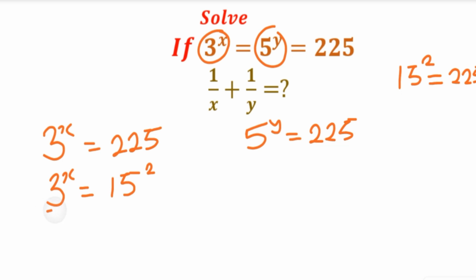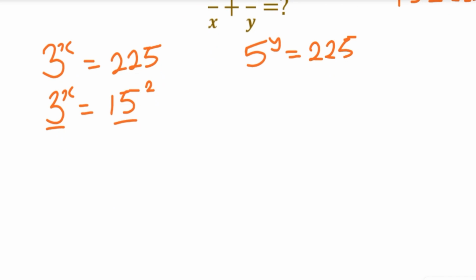To solve equations like this, we are going to take the log of both sides. We either take the logarithm of both sides or the natural log of both sides. Now I'm going to take the natural log of both sides. The natural log of 3 to the power of x will be equal to the natural log of 15 to the power of 2.